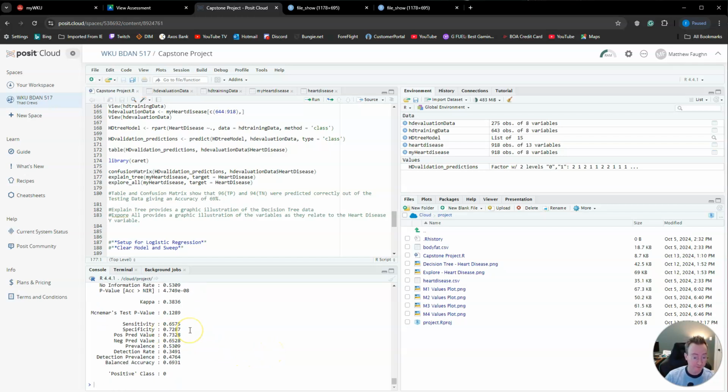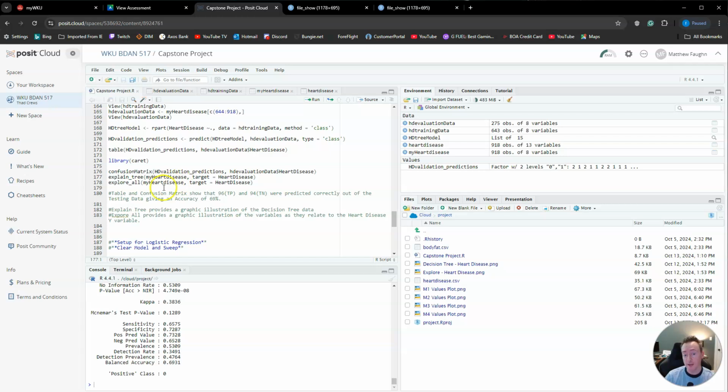We also have our sensitivity at 65. I am rounding, it's 0.6575, and then specificity is 0.7289. So we can see 65.7%, and then for specificity is 72.8% or 72.9%. We can round for those. But pretty interesting results for both of these.